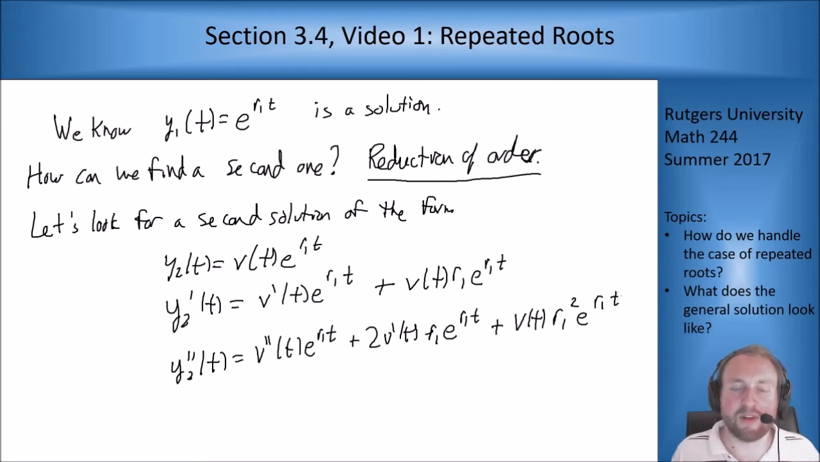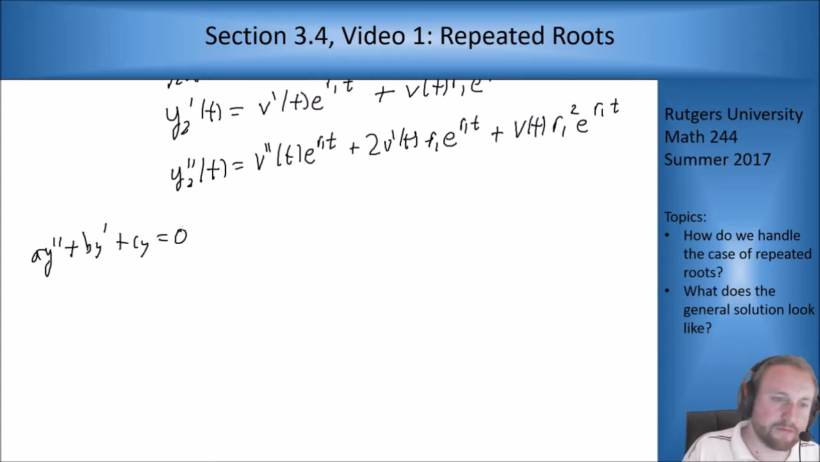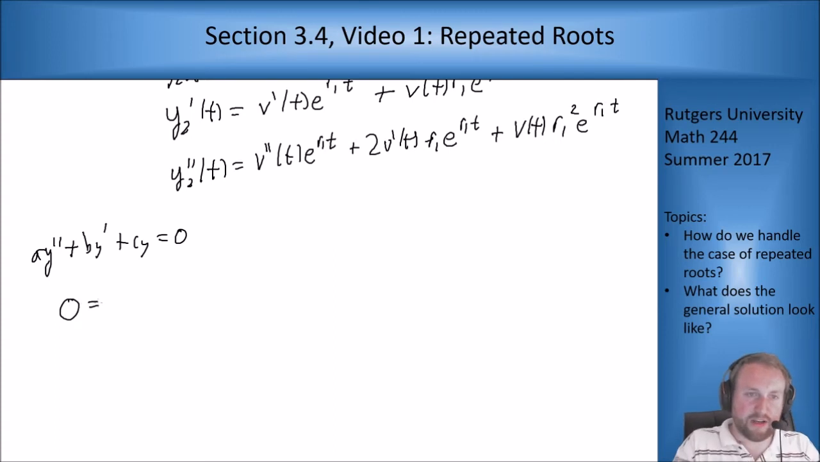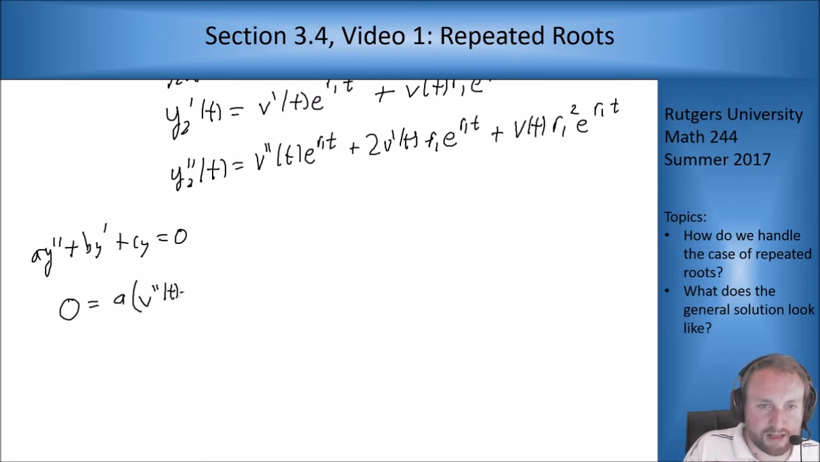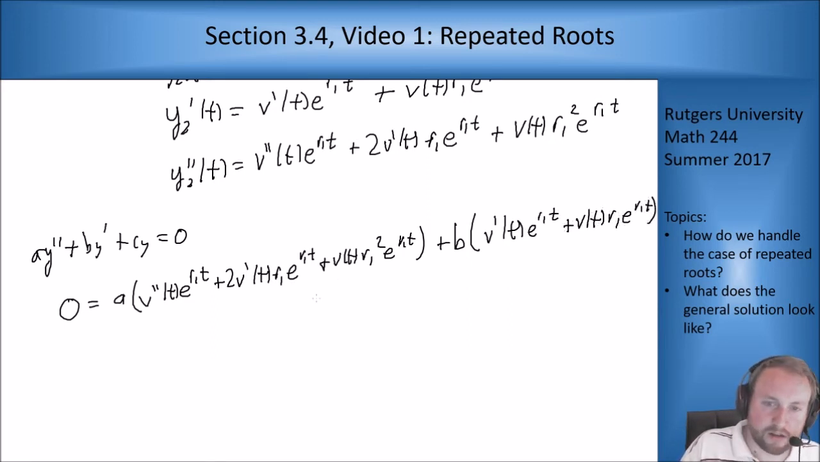Cool. Now let's plug all this into the ODE and see what we get. Our ODE was ay double prime plus by prime plus cy equals 0. I'm going to flip the equation around: 0 equals a times y double prime, which is v double prime of t e to the r1t plus 2 v prime of t r1 e to the r1t plus v of t r1 squared e to the r1t, plus b times v prime of t e to the r1t plus v of t r1 e to the r1t, plus c v of t e to the r1t.